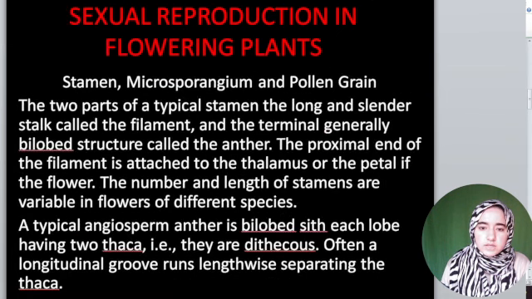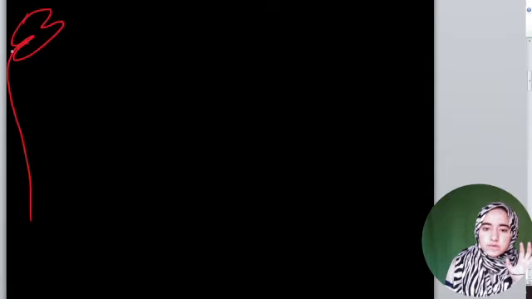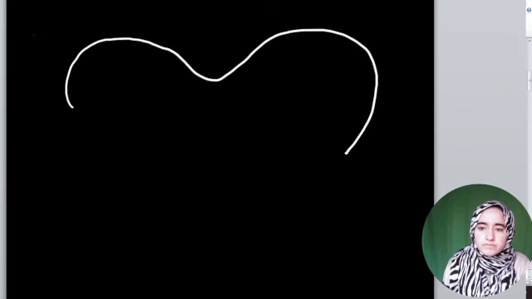Now, we are done with the first slide. Say for example, I am cutting the anther. This is the anther, a bilobed structure, and this is the filament attached to it. I'm cutting this anther in transverse section. See how it will look. It will look like this.